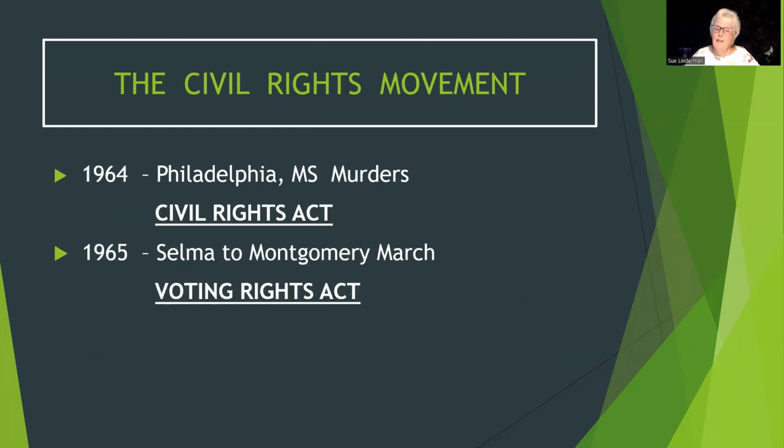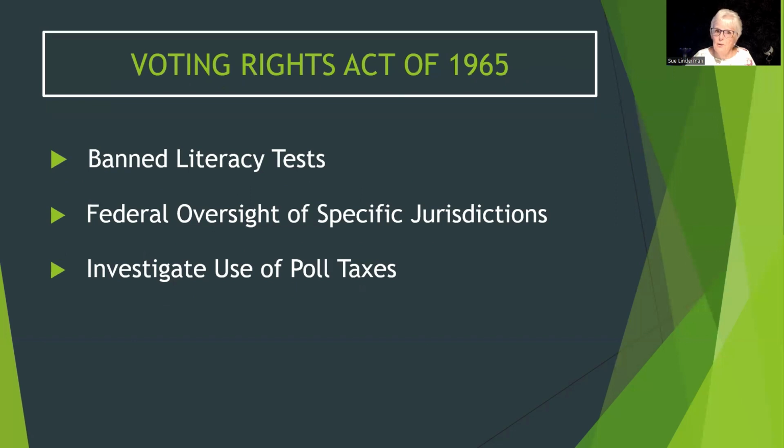At the same time, a year later, we had the Selma to Montgomery March, in which John Lewis participated, and we have seen the videos of the peaceful marchers being attacked by men on horseback. And as a consequence or a follow-up to that event, Congress that year passed the Voting Rights Act, and we will hear much more about that 2 weeks from tonight. It banned literacy tests. It required the oversight by the federal government of specific jurisdictions known historically to disenfranchise Black voters, and it investigated the use of poll taxes that were preventing people from exercising their right to vote.